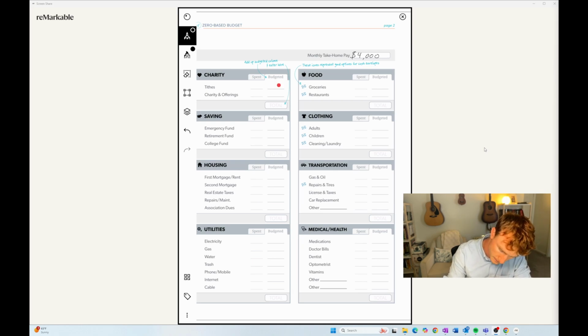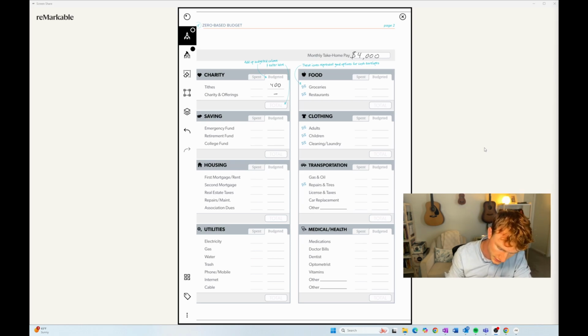Excuse me. So for a tithe, we're going to say 400, because 10% of our take-home pay is usually what we do. Charity and offerings, we're going to leave blank with the tithe. Going down, we have savings. I'm going to leave this for the time being because we have an emergency fund already built out. If we were adding to an emergency fund or something like that, then we'd put stuff there.